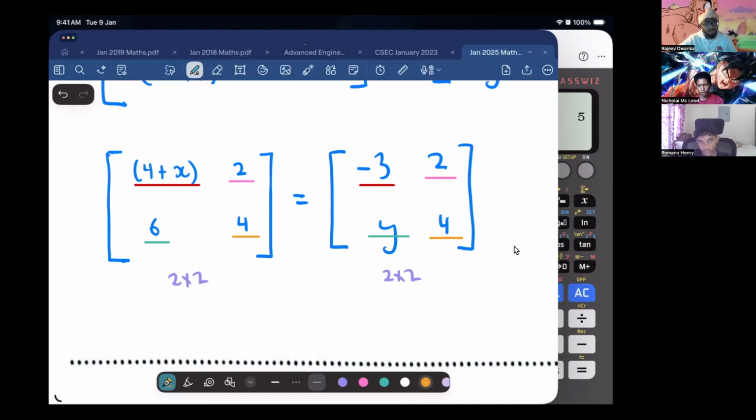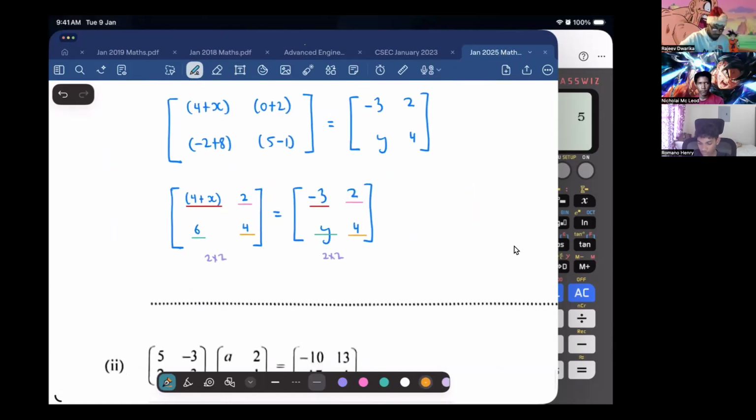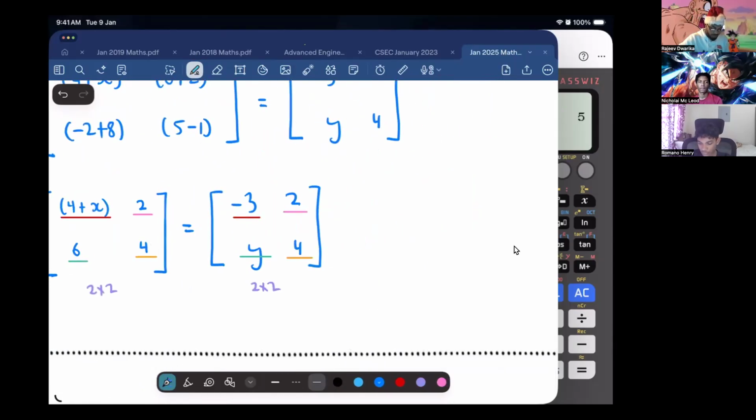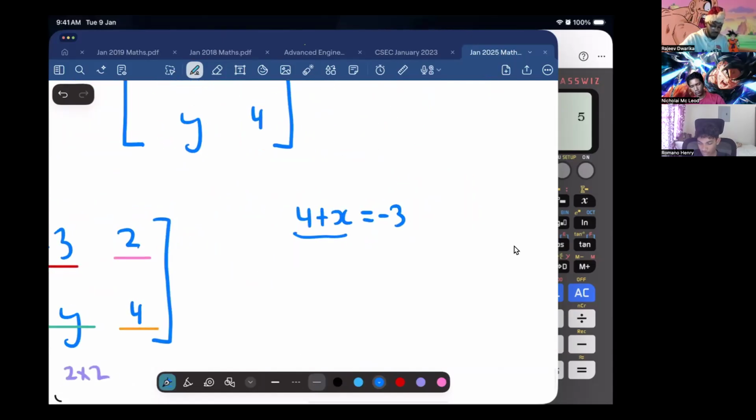Everything making sense? Yes, sir. So what we're gonna do now is we're gonna say 4 plus x is equal to -3. Who is the imposter here? Who shouldn't be on the left side? X. No. You're trying to find for x.